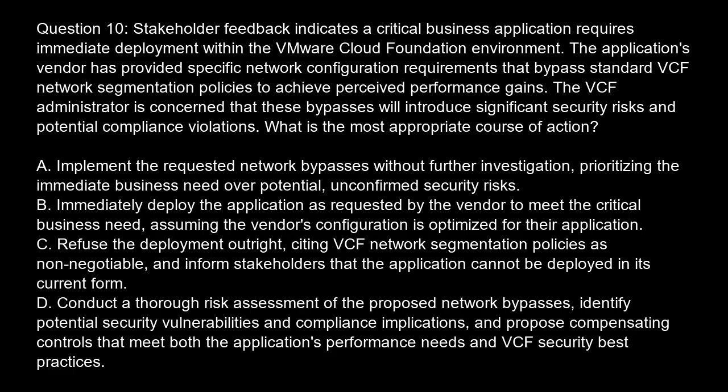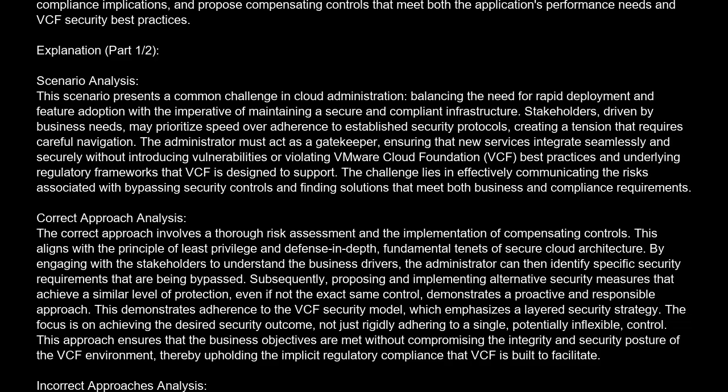Option D. Conduct a thorough risk assessment of the proposed network bypasses, identify potential security vulnerabilities and compliance implications, and propose compensating controls that meet both the application's performance needs and VCF security best practices. The correct answer is D. Conduct a thorough risk assessment of the proposed network bypasses, identify potential security vulnerabilities and compliance implications, and propose compensating controls that meet both the application's performance needs and VCF security best practices.